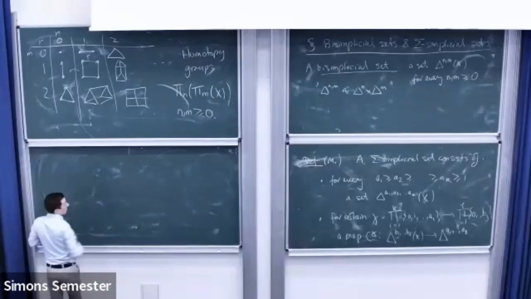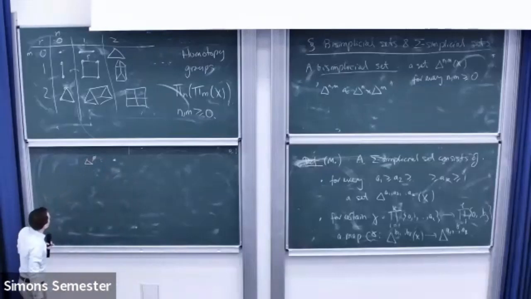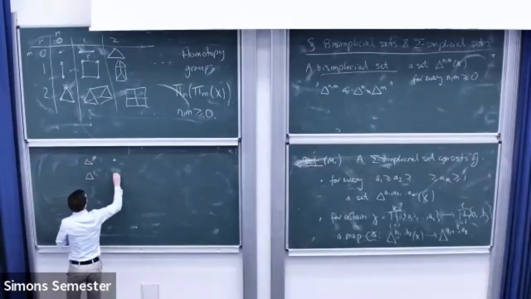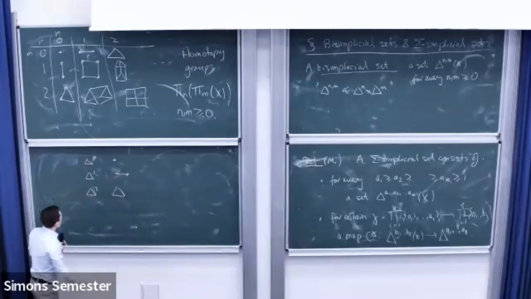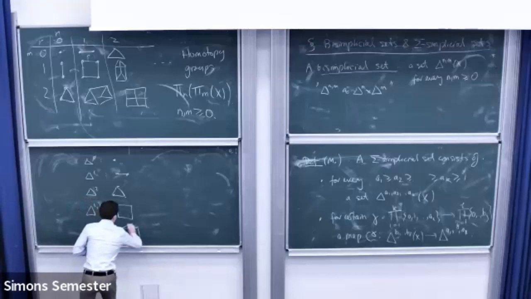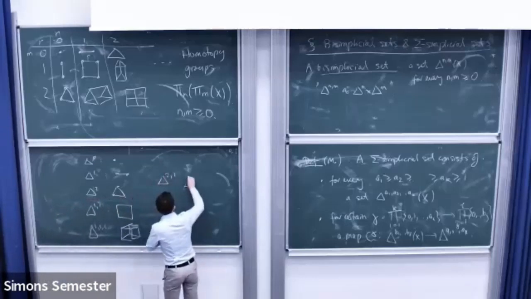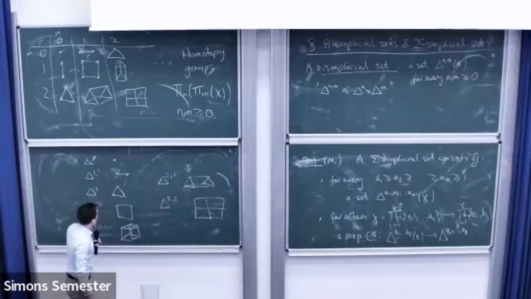And the first few instances of this: delta 0, delta empty set, I guess, is just a point. A delta 1 is going to be an edge. A delta 2 is going to be a 2 simplex in the normal way. A delta 1, 1 is going to be a 2 cube, and a delta 1, 1, 1 is going to be a 3 cube, and a delta 2, 1 is going to be one of these prisms, and a delta 2, 2 is going to be a tricube, and so on.